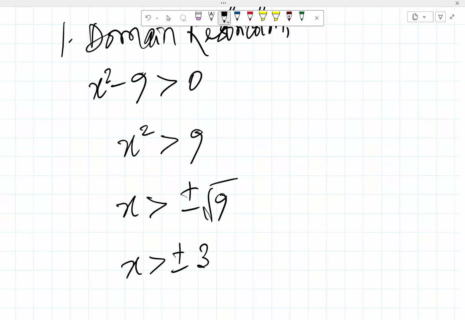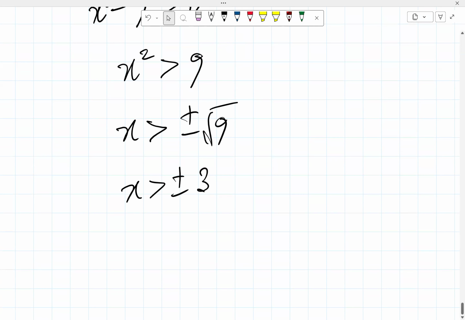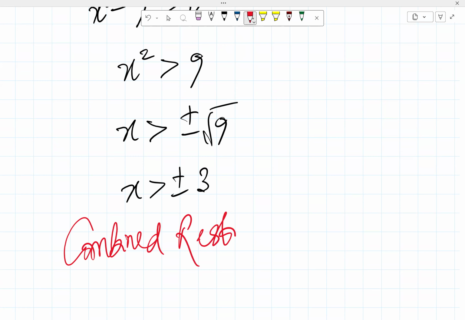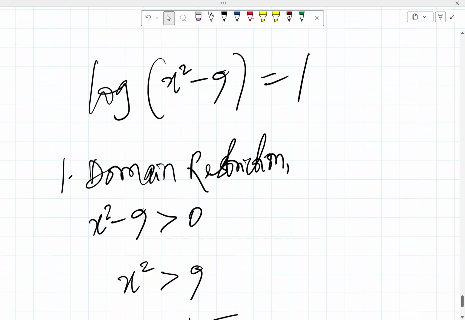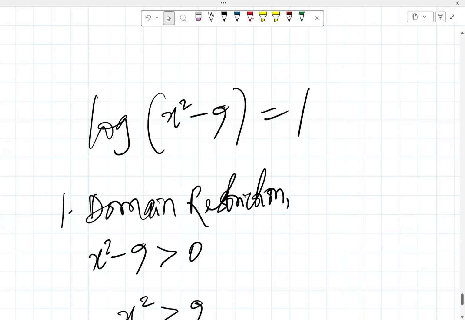Of course, if x is greater than plus 3, it's automatically greater than minus 3. So we can say the combined restriction means that x should be greater than 3. That's the combined restriction, because if it is greater than 3, it's automatically greater than minus 3. So we can then go ahead and solve.